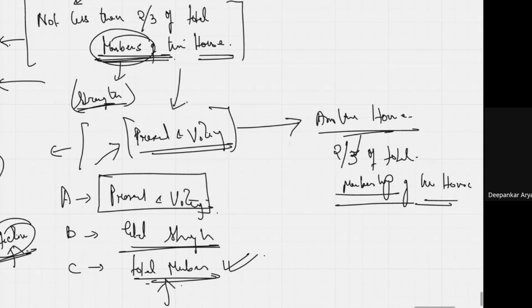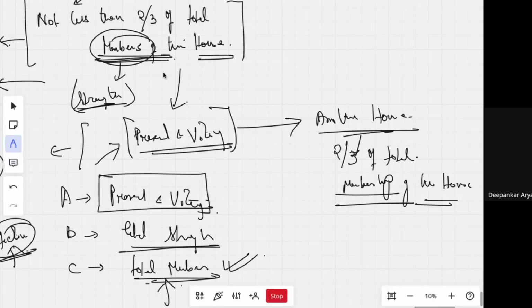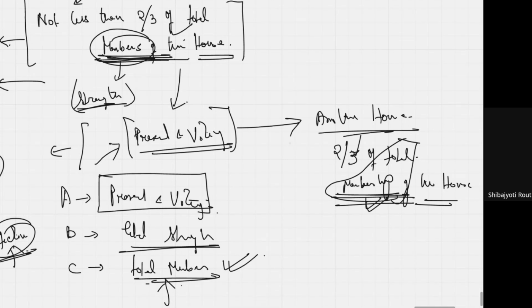Once it says not less than 2/3 of the total members of the house, and once it is being sent to the another house, it must be passed by 2/3 of the total membership of the house. Are you getting this distinction? Here they use the term total membership. So what is the distinction from total members? Total membership means total number of seats in the house.